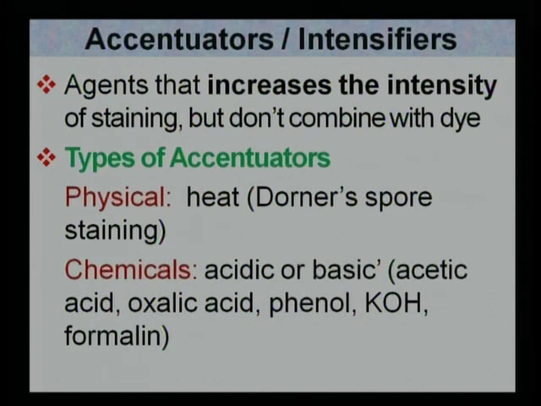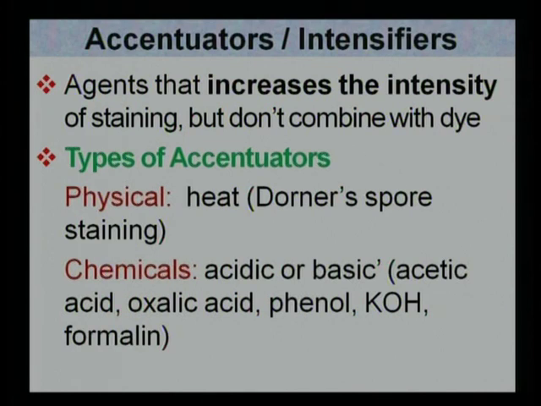For example, in certain spore staining techniques, that is Dorner's method or Fleming's method, heat is used so that the spore pores open up and the dyes can penetrate inside the spores. So it is a physical agent. Basically, it will not form any complex with the stain. The stain commonly used in Dorner's and Fleming's method is ZnCF. When heat is used, this facilitates the penetration of the stain inside the spore. It does not form any kind of reaction with the stain.